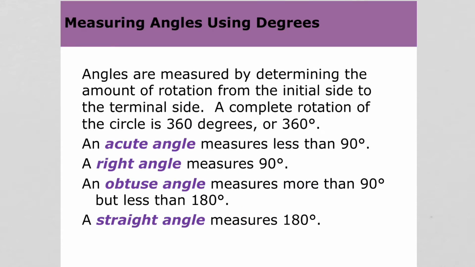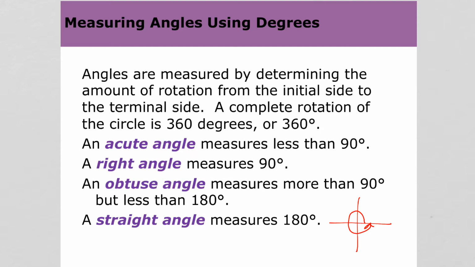Measuring using degrees. A circle has 360 degrees. If you've got a rectangular coordinate plane, then all the way around is 360 degrees.